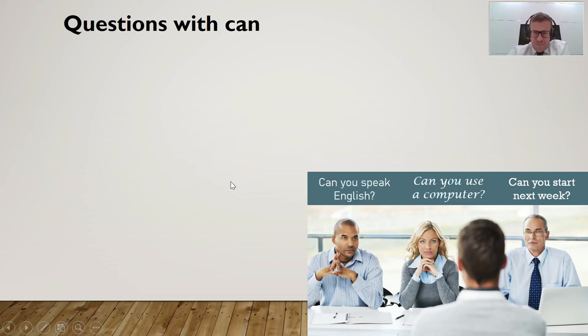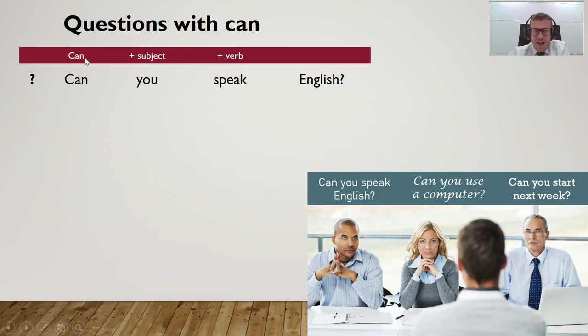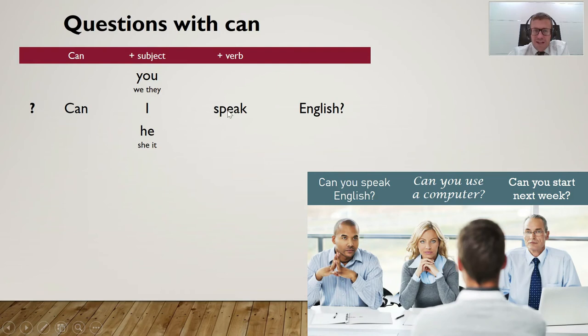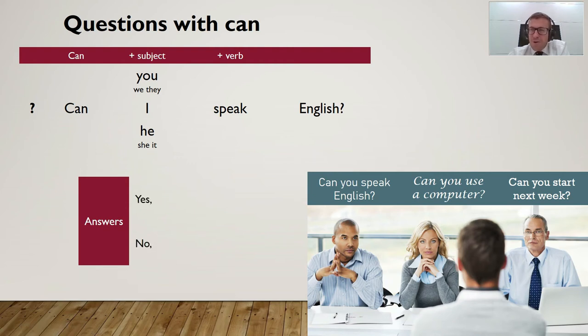So when you receive questions with can, people want to know your ability. This is how you structure it. Can you speak English? Can, subject, verb. Can you speak English? Can I speak English? Can he, she, it speak English? And the answer is yes or no. But we don't just say yes or no, we also add the short answer. The answer is yes, I can, no, I can't. So can you speak English? Yes, I can.